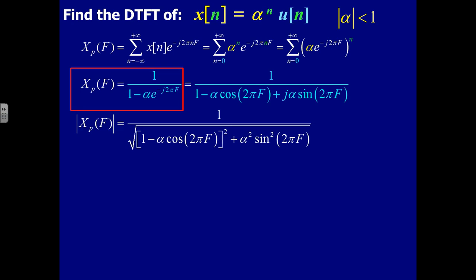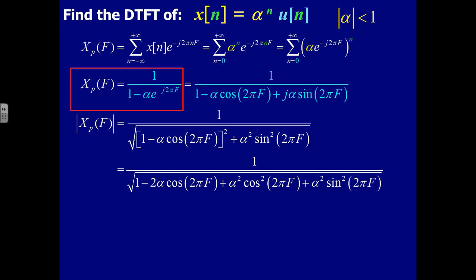For the magnitude of that, we would take the magnitude of the numerator divided by the magnitude of the denominator. For the magnitude of the denominator, we would take the square root of the sum of the squares of the real part and the imaginary part. In this case, the real term is 1 minus alpha cosine 2 pi f, and the imaginary part is alpha sine 2 pi f. Putting those together under a square root and expanding out the quadratic, that would expand to 1 minus 2 alpha cosine 2 pi f plus alpha squared cosine squared 2 pi f. And the second term that came from the imaginary part of the denominator gives us another alpha squared sine squared 2 pi f.